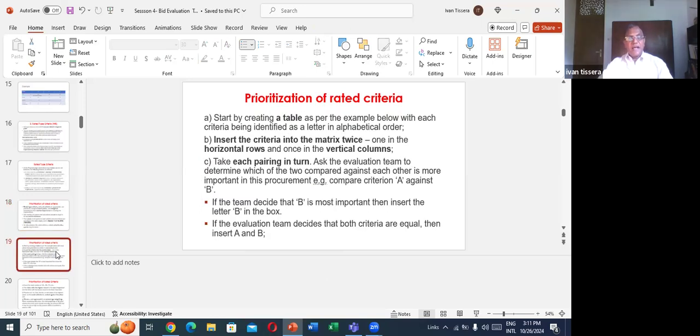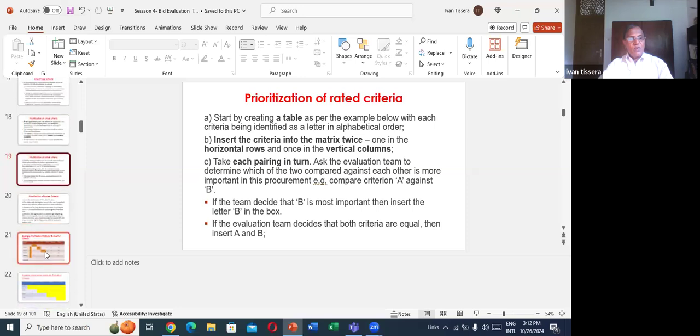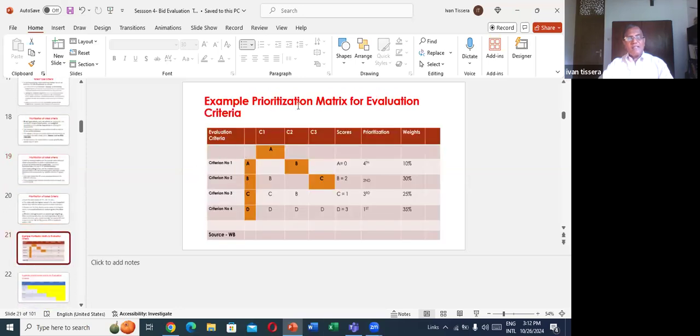Prioritization of rated criteria. Start by creating a table as per the example below, with each criteria being identified as a letter in alphabetical order. Second, insert the criteria into the matrix twice. One in the horizontal rows, one in the vertical columns. I have given 2 tables. This is horizontal. This is vertical.